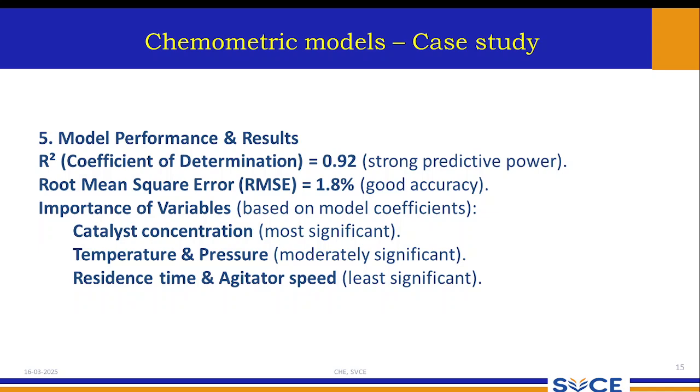That is your concentration. That is your efficiency of the reaction, or the yield of the reaction, or the concentration of the product. Okay, so the least significant are residence time and agitator speed. There is no significant difference found when you change the agitator speed to very high or low, or the residence time to minimum or maximum.